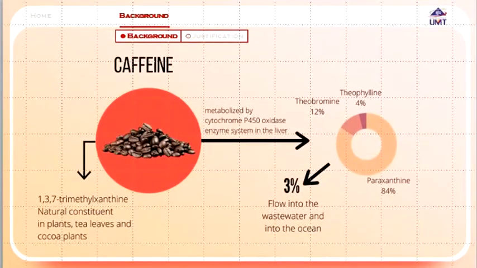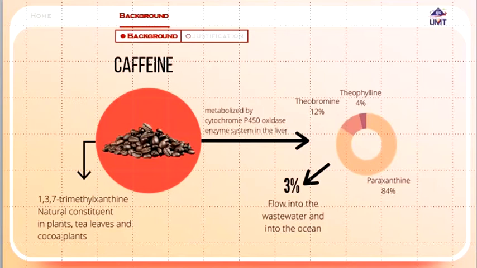So a little explanation, a background of the material we are using, which is caffeine. Caffeine is a purine alkaloid with a chemical structure of 1,3,7-trimethylxanthine and is always found in plants, tea leaves, and cocoa plants, and usually when humans drink them as coffee or something. When caffeine enters our bodies, it will be metabolized by the cytochrome P450 oxidase enzyme system, which is in our liver. So it will be broken down into 3 parts: 84% paraxanthine, 12% theobromine, and 4% theophylline. This will be excreted out from our body when we urinate.